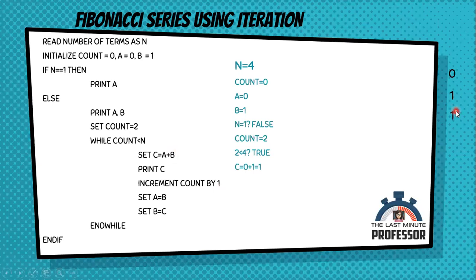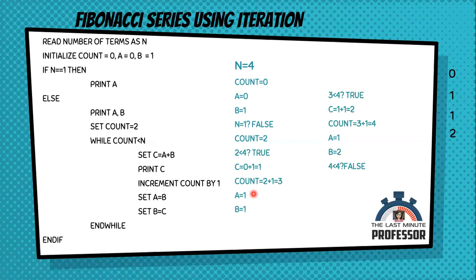Now we have printed one more term, so increment count by 1. So count is equal to 2 plus 1 is 3. Now the last two values printed in the series are in B and C. So let us assign them to A and B. So A is equal to B and B is equal to C. That is, A becomes 1 and B becomes 1. Repeat the statements while the value of count is less than n to get the n terms of the series. When count reaches n value, the condition fails and the control gets out of the while loop.